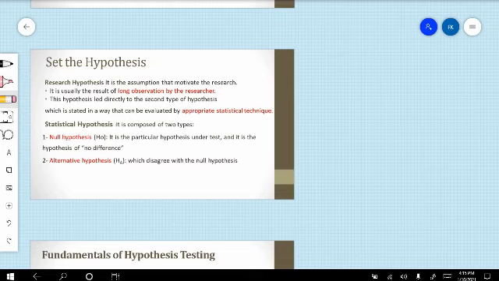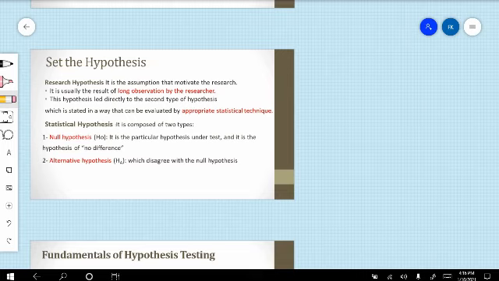Null hypothesis is a particular hypothesis under test. We test the null hypothesis and we accept or reject the null hypothesis. Okay? But what do we want to prove? We want to prove the alternative hypothesis. Usually, the researcher is concerned with the alternative hypothesis. He tests the null hypothesis, okay, but he wants to prove the alternative. Usually, he wants to prove the alternative hypothesis.